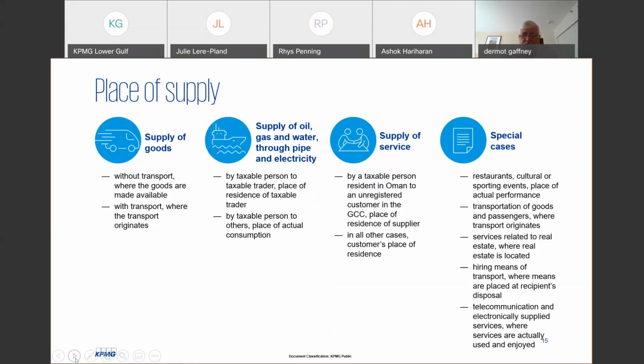And then there are some specific rules for various activities. The main one that might be of interest to this audience would be the services related to real estate, or where the real estate is actually located.